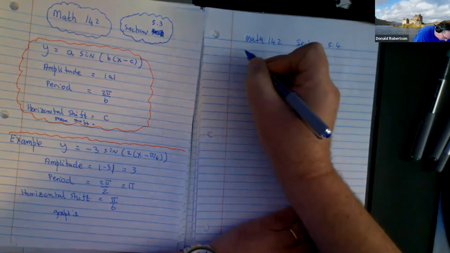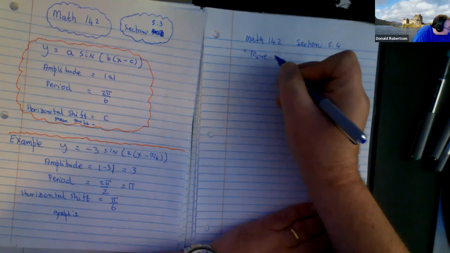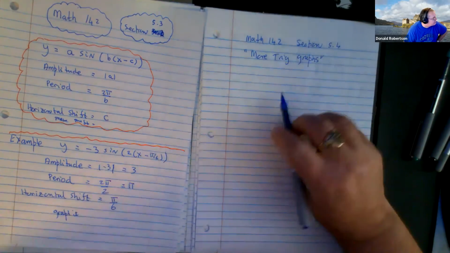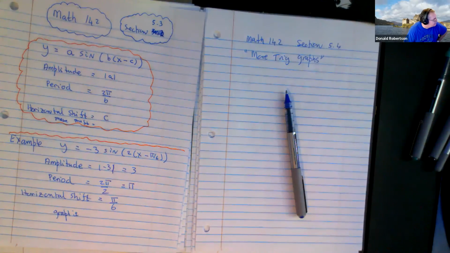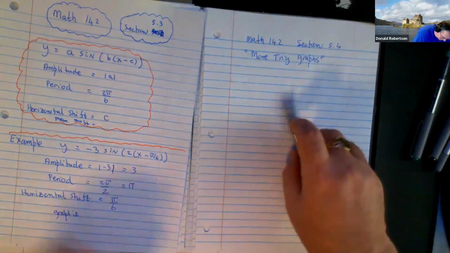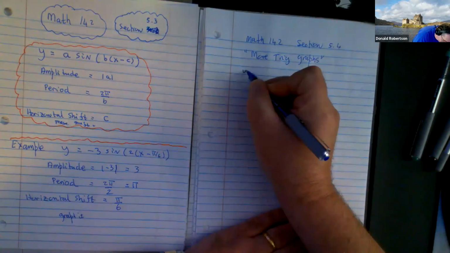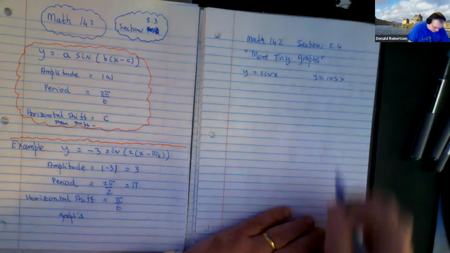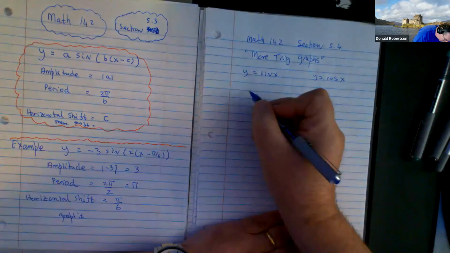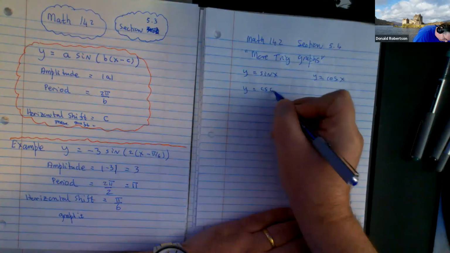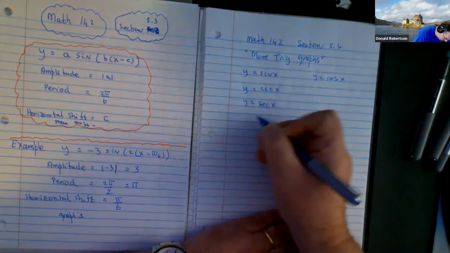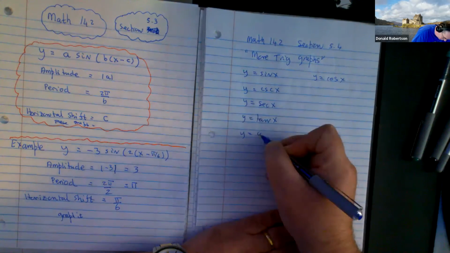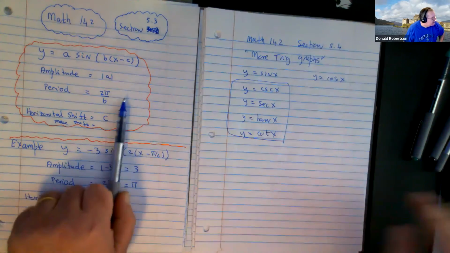Its heading is more trig graphs. In particular, we've already done these two, right? So which ones are we going to look at now? We're going to look at cosecant x, secant x, tangent x, and lastly, cotangent x.